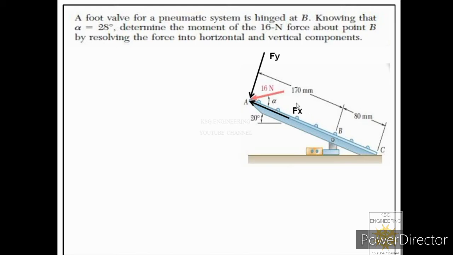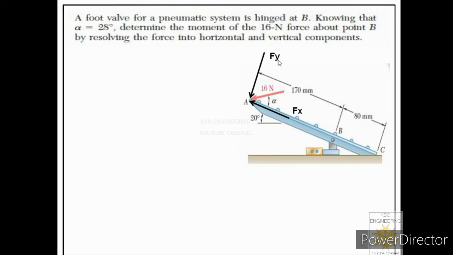Now let us find the values of these two components. As we have taken 28 degrees as the angle between the force and this component, this component will be called the cos component and the other component will be called the sine component. So the value of this component will be Fx equal to 16 cos 28 degrees and the value of this component will be Fy equal to 16 sin 28 degrees.